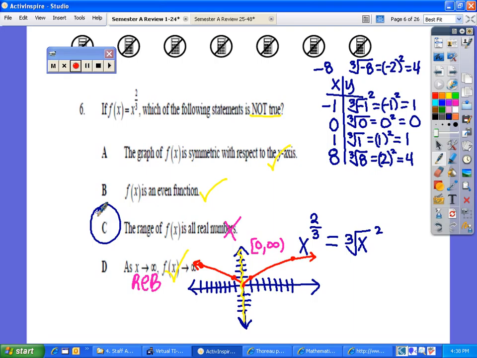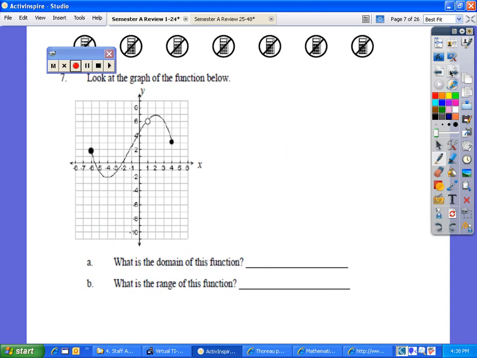All right, on to number 7. We're going to look at this function below. Right now we do have a point of discontinuity right here. So that means that we need to split this domain into 2 different domains. We're going to have a domain here, and we're going to have a domain here. Our domain is all of our x values, all the way to the left.